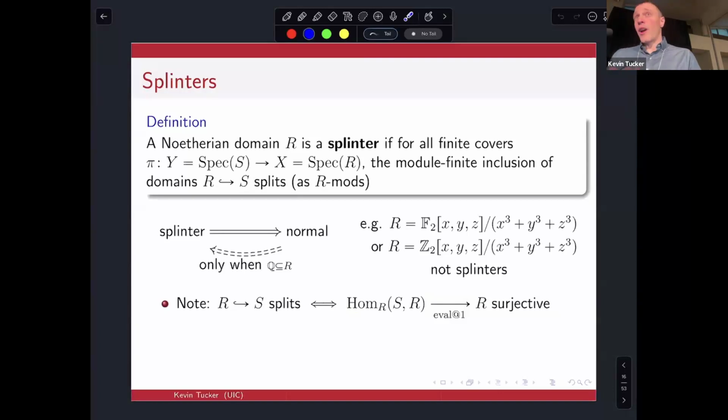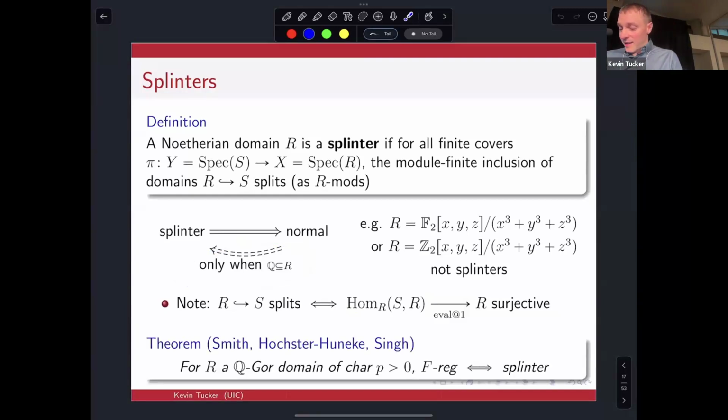All right, so again, I'm trying to tell you that splinters in mixed characteristic fill in my box, but I've told you a little bit about what splinters look like in characteristic 0. It'd be a shame not to tell you what they look like in positive characteristic as well. To that end, note that if R is Q-Gorenstein, then F-regular and splinter are the same. So this in positive characteristic gives me an alternative characterization of F-regular, at least in the Q-Gorenstein setting. Outside the Q-Gorenstein setting, this is not known, and in fact is a very big conjecture in positive characteristic commutative algebra.